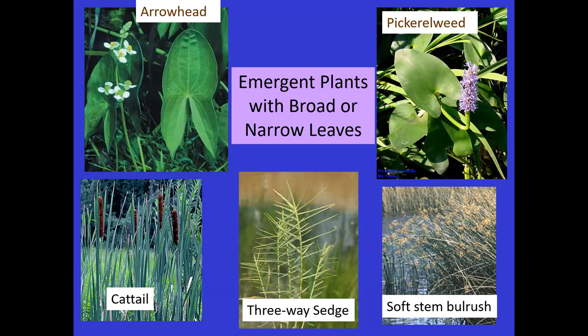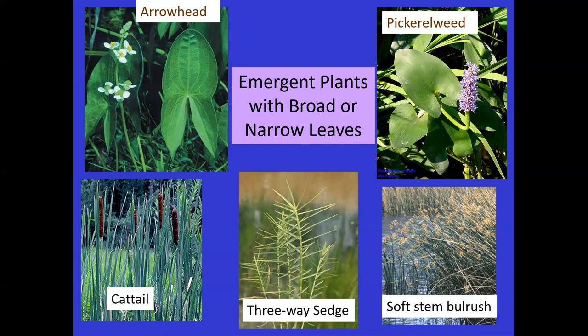So here are a few emergent plants. I'm sure you're all familiar with these. The first, on the upper left, is arrowhead. Sagittaria has really pretty white flowers, doesn't flower all the time. Leaf is almost always emergent, although there is one species that has floating leaves, but they spend a lot of their time as sterile rosettes underwater. So I think Michaela is going to cover the arrowhead submerged form later on.